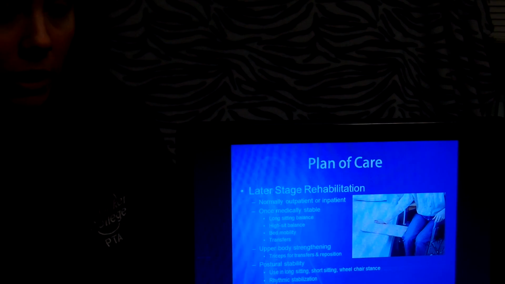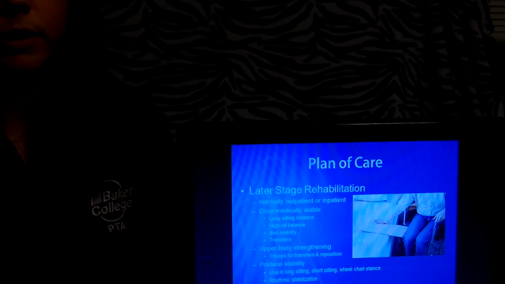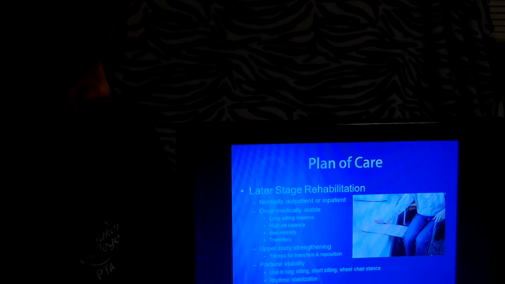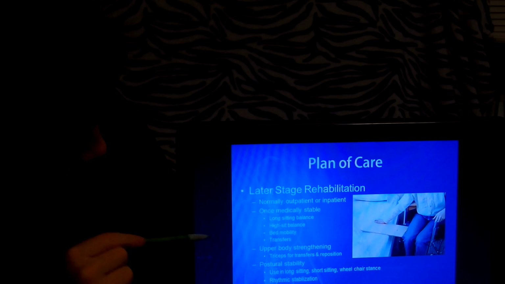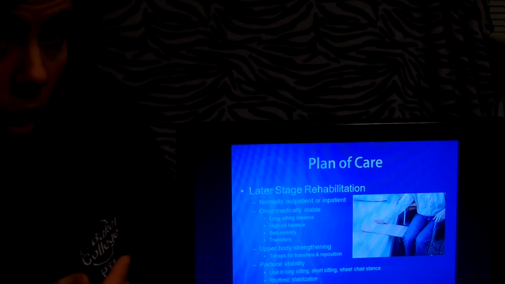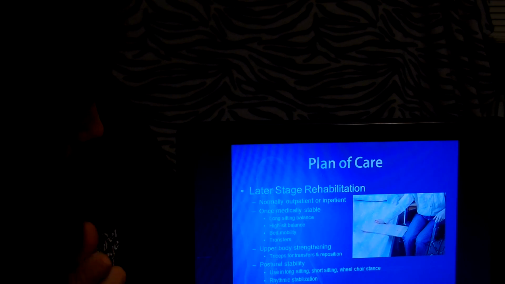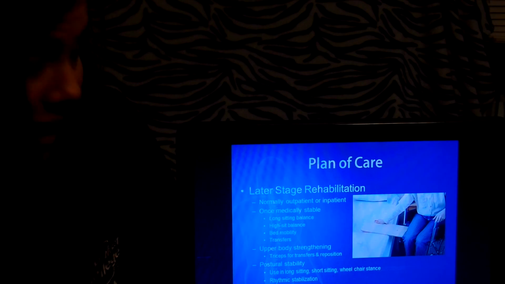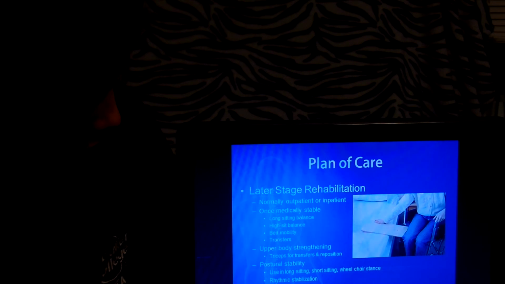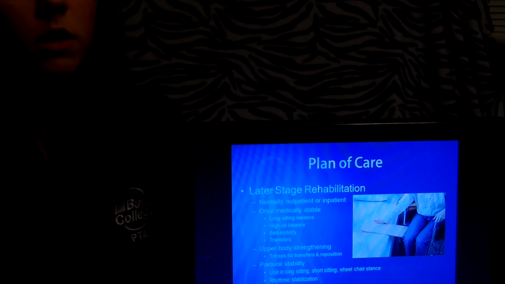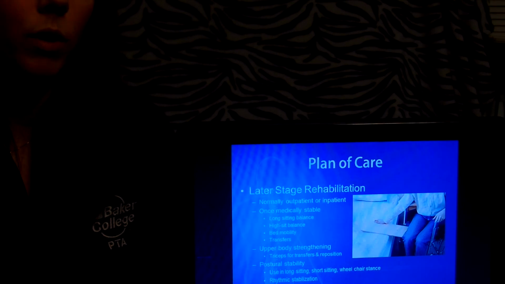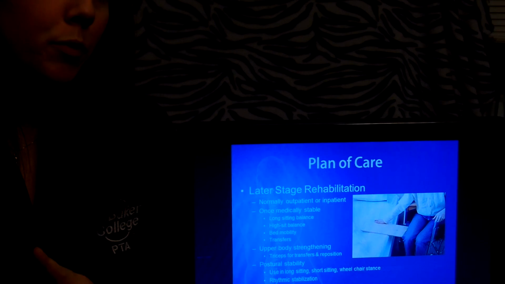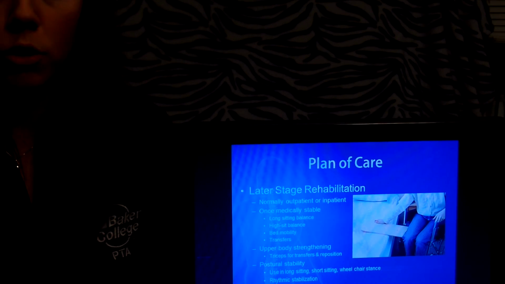Later stages of rehabilitation are going to be more geared towards becoming independent with ADLs. So normally outpatient or inpatient at this stage. Once medically stable, they'll work on long sitting balance, they'll work on high sit balance, they'll work on all bed mobility and transfers to different surfaces, transfers in and out of the wheelchair to the bed, to the shower, to the toilet.